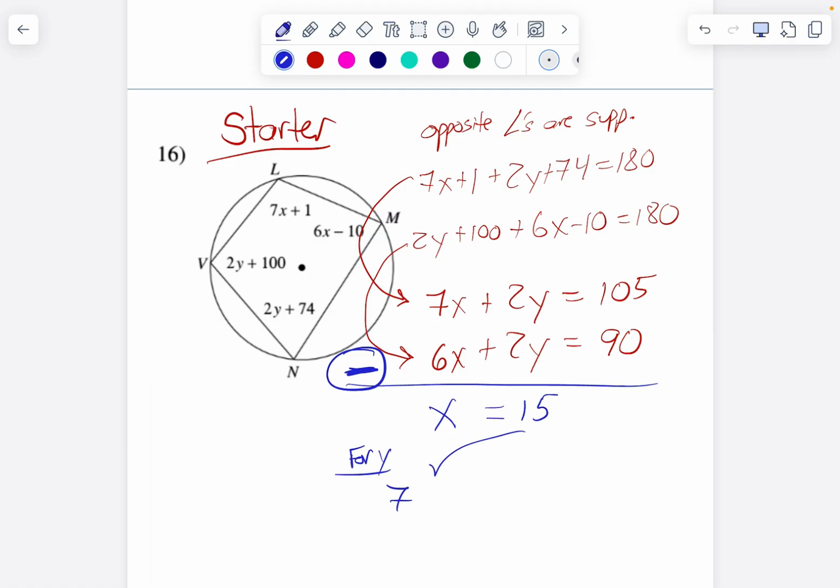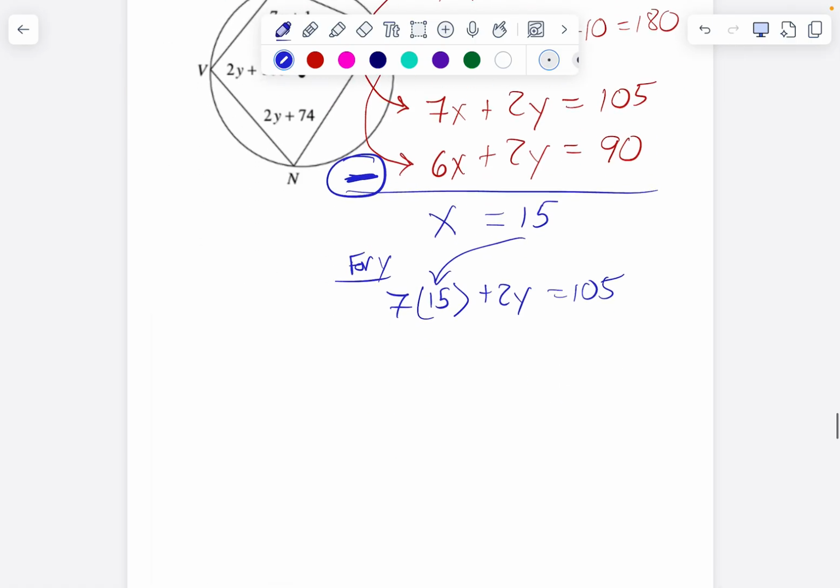So we're going to plug 15 in for the x. And now we just have an equation with just y. So we'll just solve. And this is kind of weird, but 105 is 7 times 15. And so we subtract and we'll get 0, and so y is just 0.